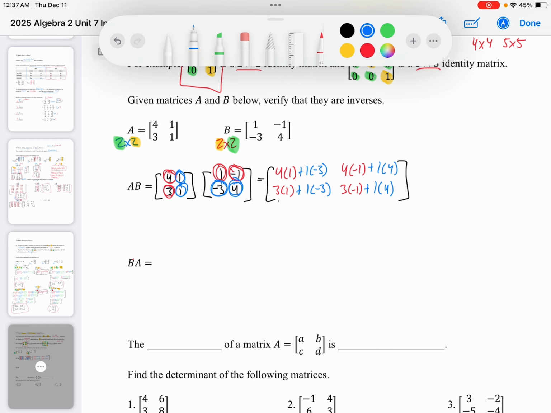Okay, so now we can go ahead and multiply through. Let's see, 4 times 1 will give me 4. And then the 1 times negative 3 would give me a negative 3. So 4 minus 3. For the next entry, 4 times negative 1 is negative 4. And the 1 times 4 is a positive 4. So I'll put plus 4.